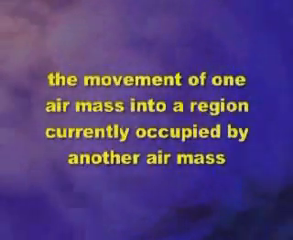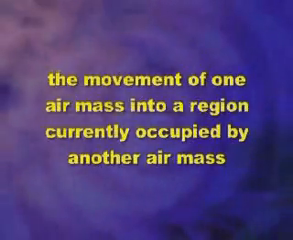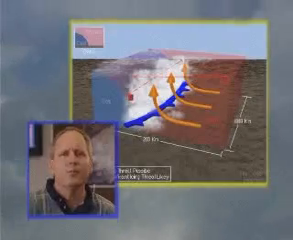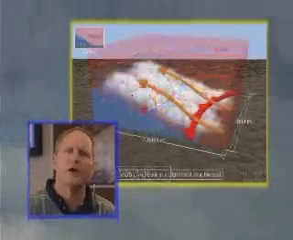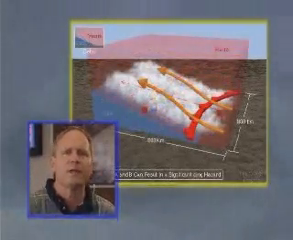We define the word front by the movement of one air mass into a region currently occupied by another air mass. Simply, a cold front is where a cold air mass is replacing a warm air mass. A warm front, vice versa. Generally, a cold front is associated with more unstable conditions, like convective activity, while a warm front is mostly associated with more stable conditions, like stratus clouds. Lots of IMC, but not too bumpy.